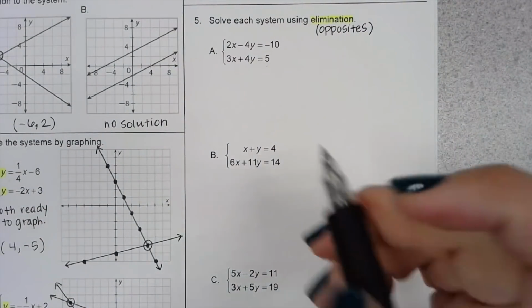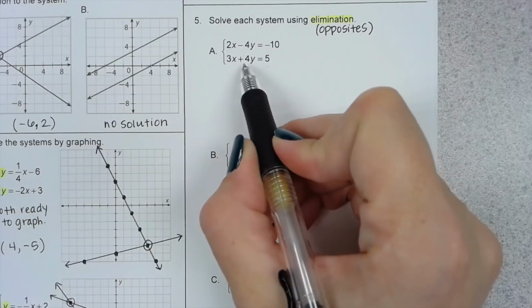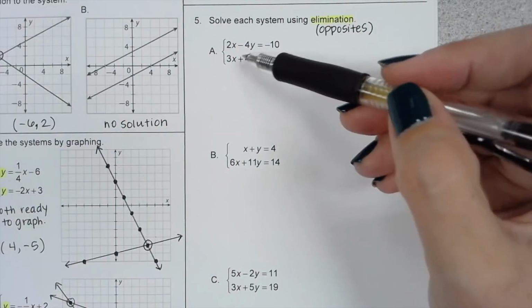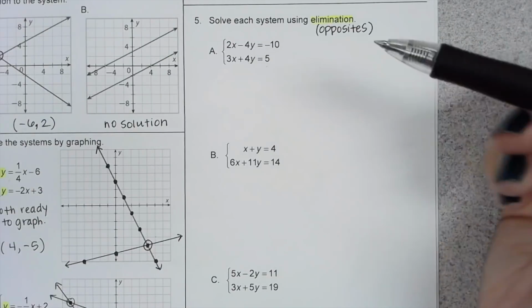In example A, for number 5, you already have opposites. This one has a negative 4y and this one has a positive 4y. Notice how on both of these, the x's come first, the y's come second, the equal signs come third, and then the numbers come last.